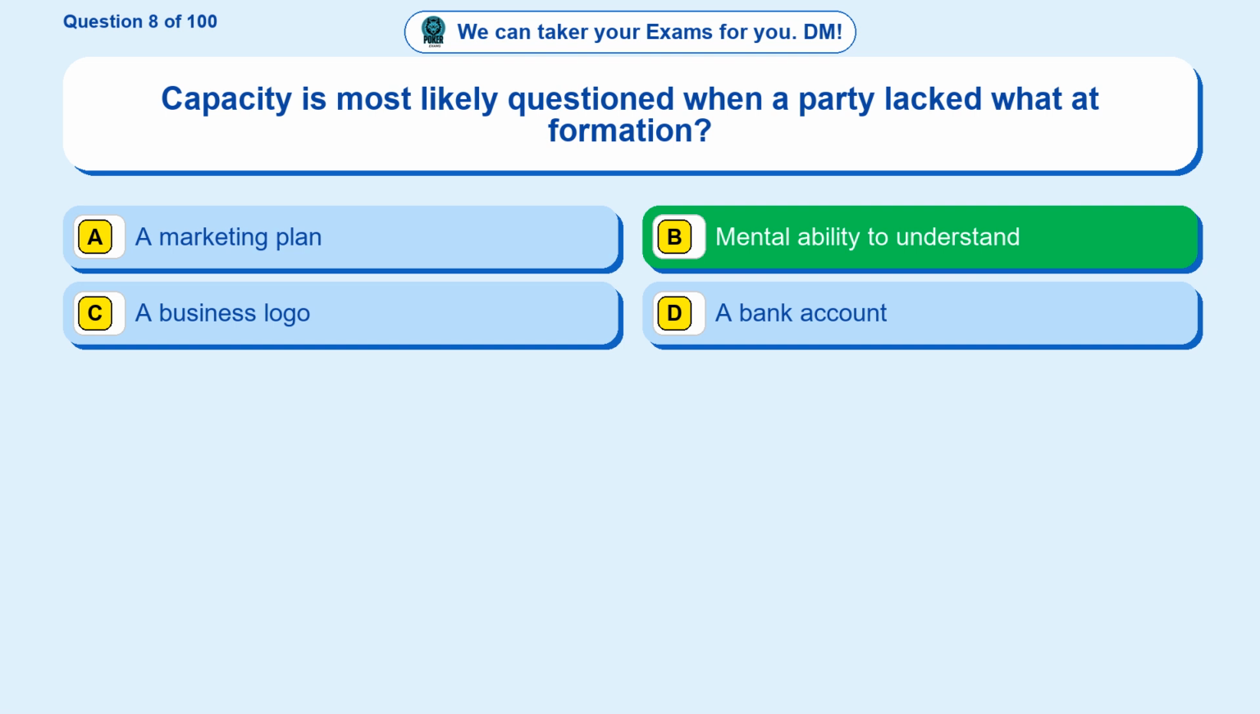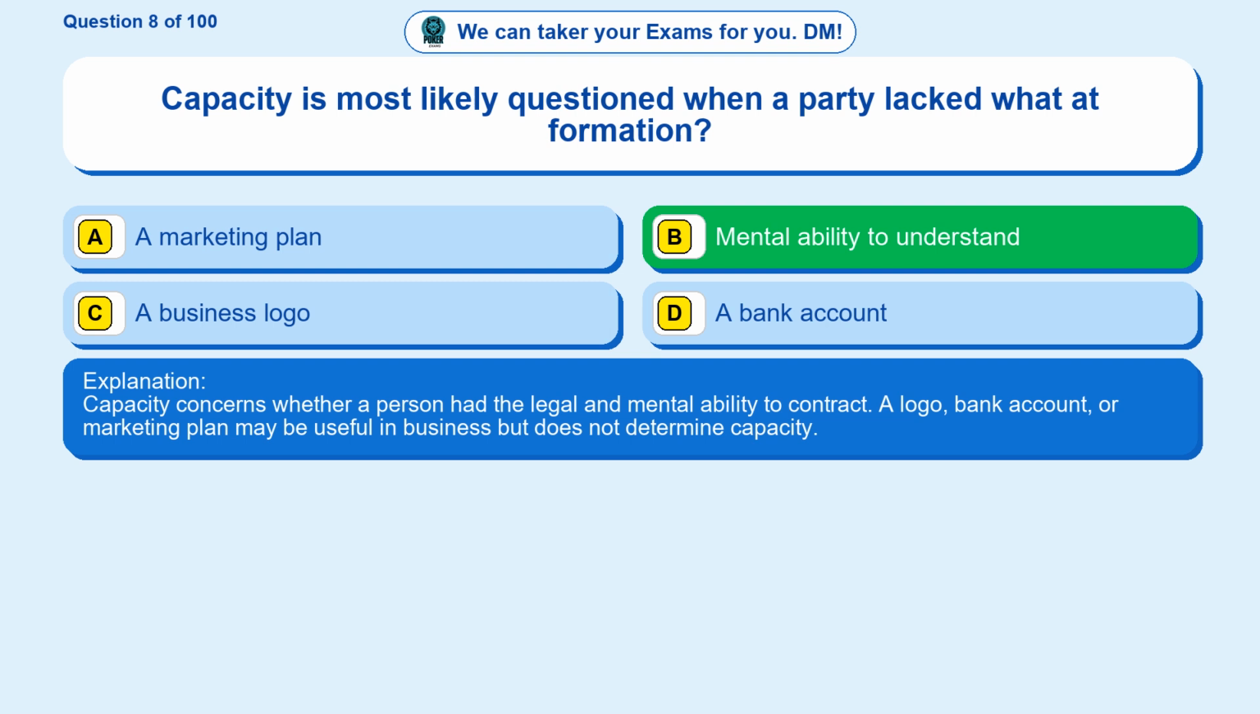Mental ability to understand. Capacity concerns whether a person had the legal and mental ability to contract. A logo, bank account, or marketing plan may be useful in business but does not determine capacity.